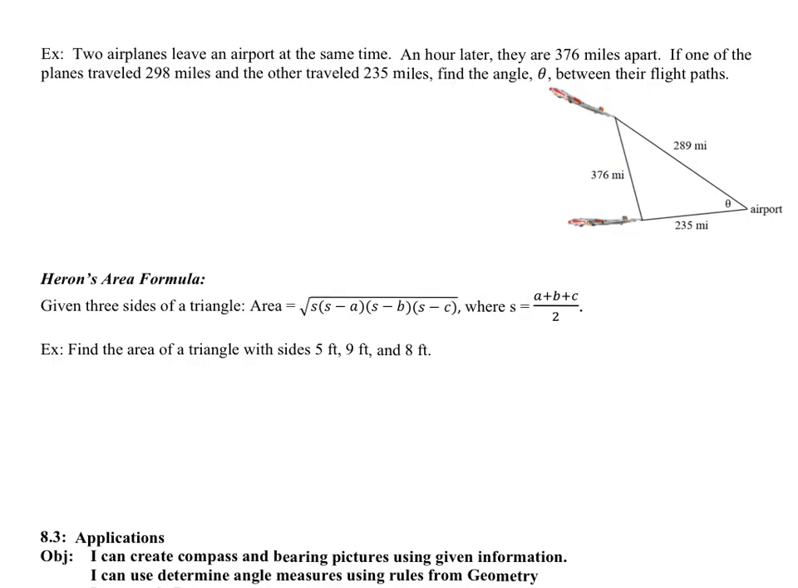We'll end today's lesson with a little bit of application and save that area formula for Monday. It says 2 airplanes leave an airport at the same time. An hour later, they are 376 miles apart. If one of the planes traveled 298 miles and the other 235, find the angle between their flight paths. So you're asked to simply find this angle where the airport is.